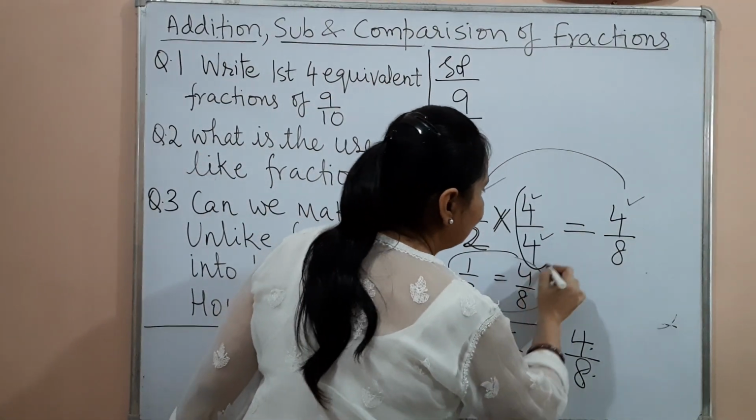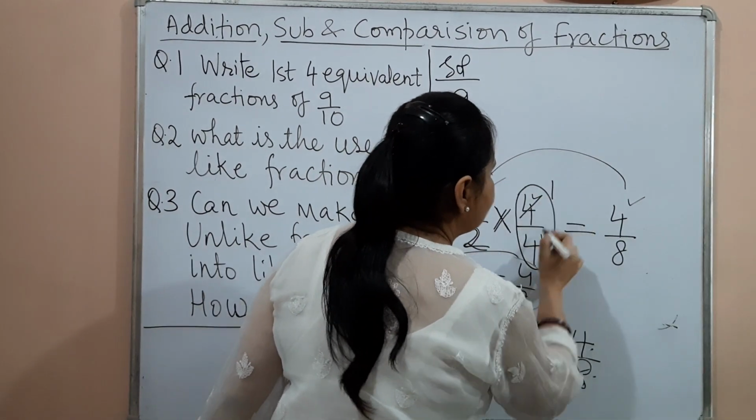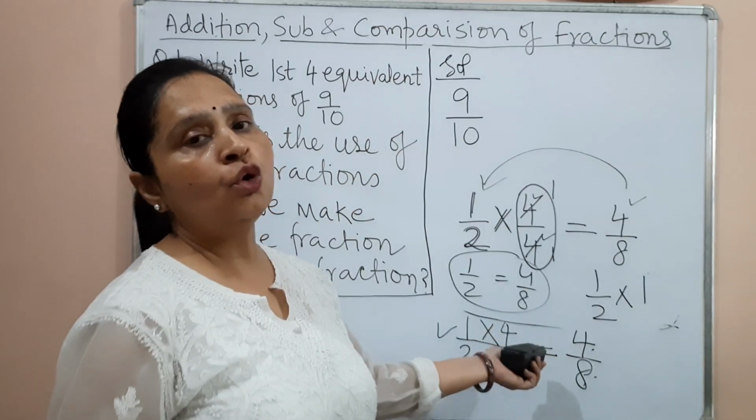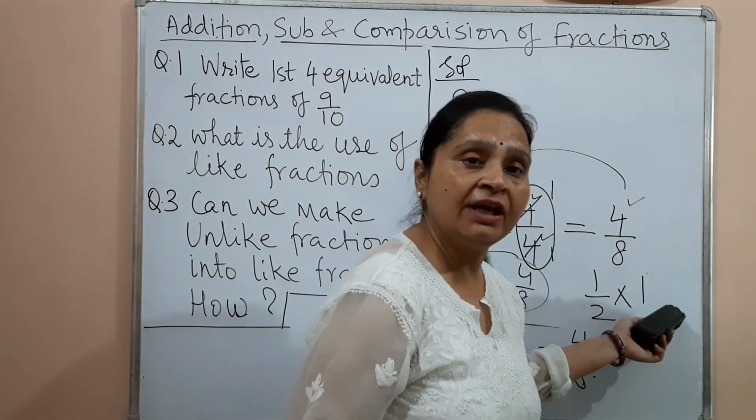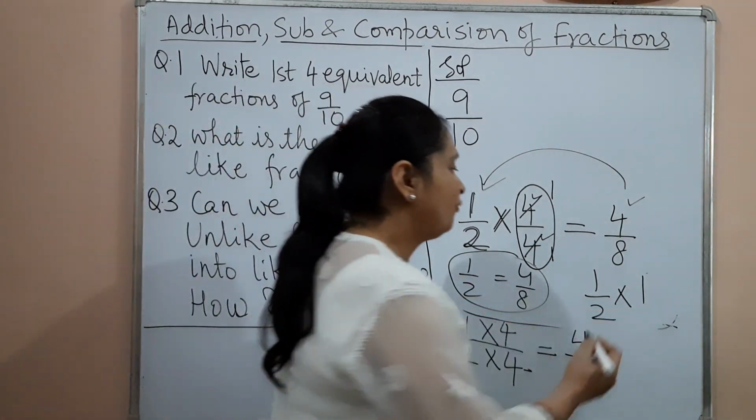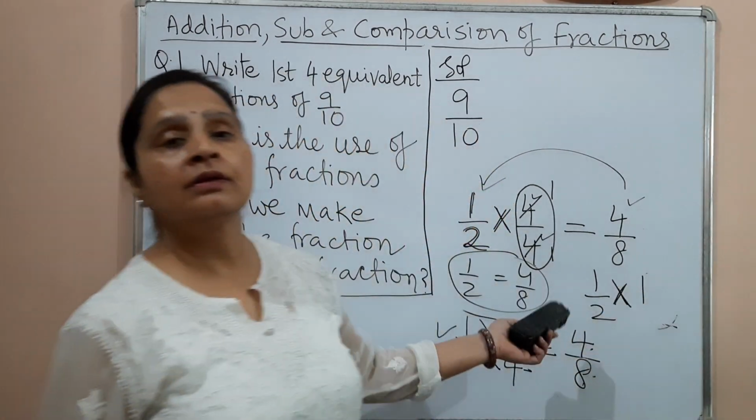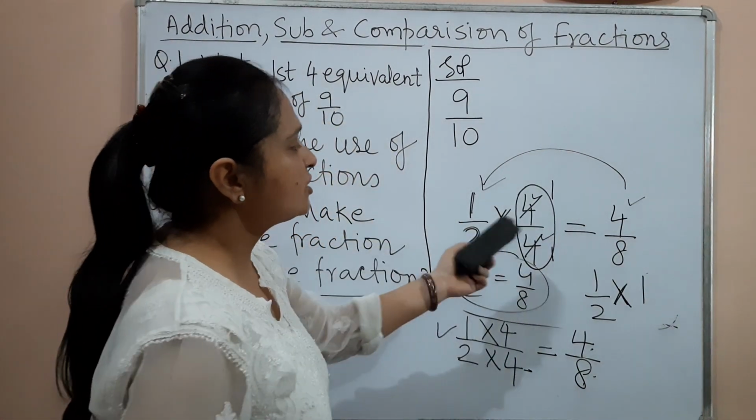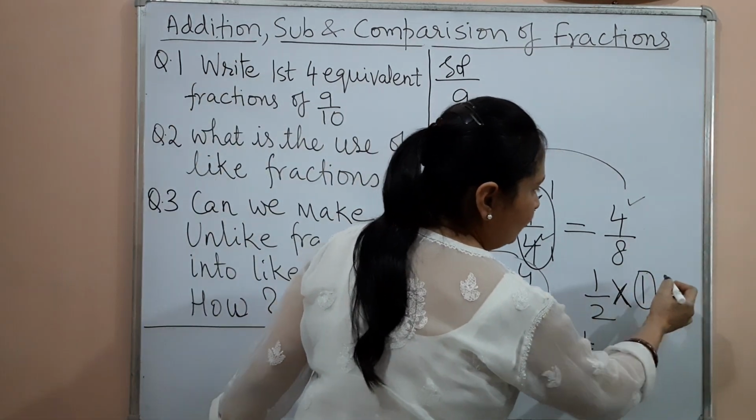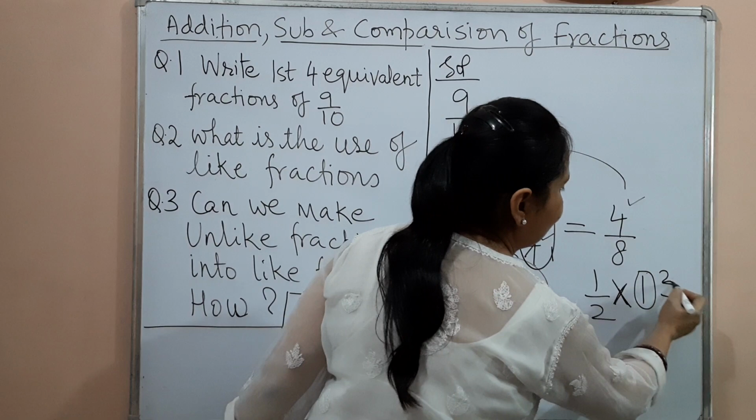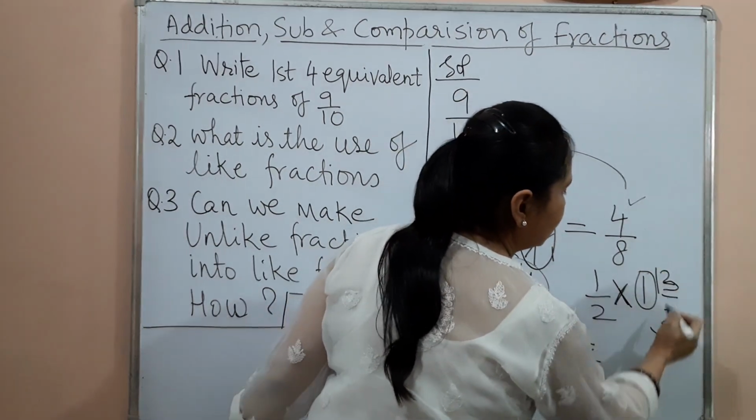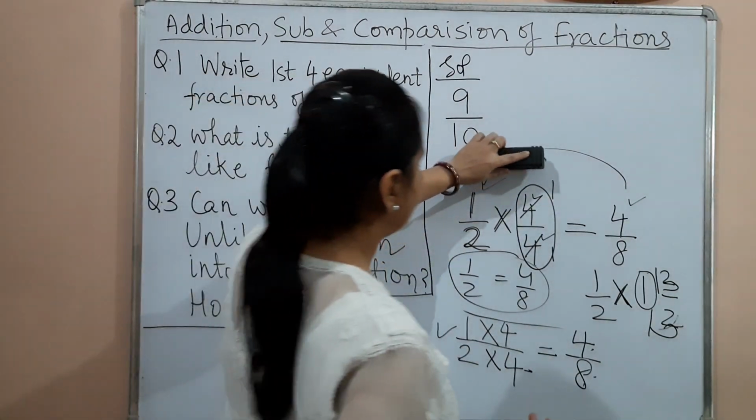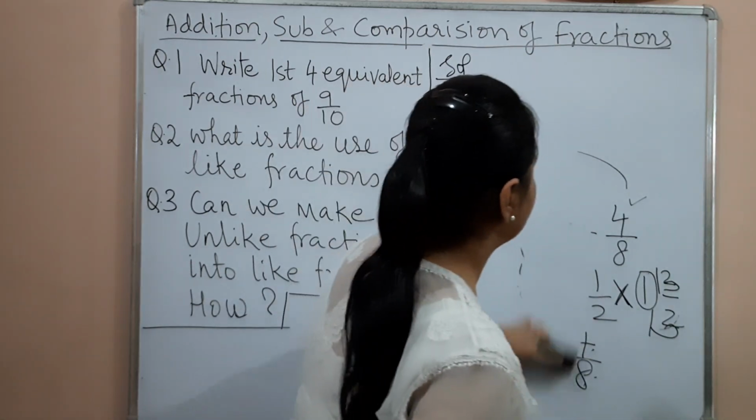Because if you multiply by 4 by 4, it means what are you multiplying with? You are multiplying half by 1. And you know 1 is the multiplicative identity, which means that if you multiply any number by 1, the answer will remain the same. So it is just a manipulation. Instead of multiplying by 1, we can multiply by 2 by 2, by 3 by 3, by 13 by 13. Anything you want, you can generate hundreds or thousands of equivalent fractions in this way.